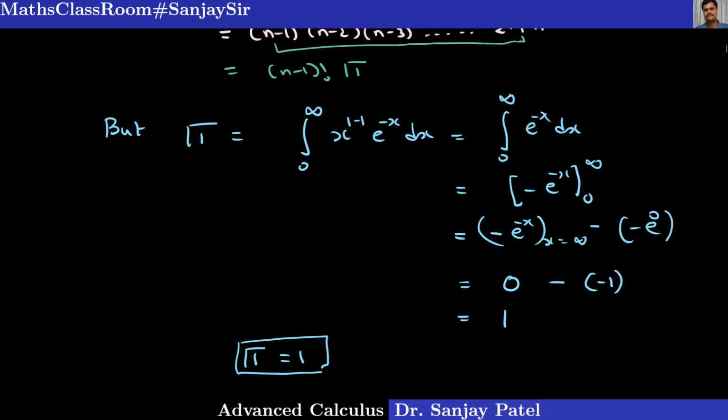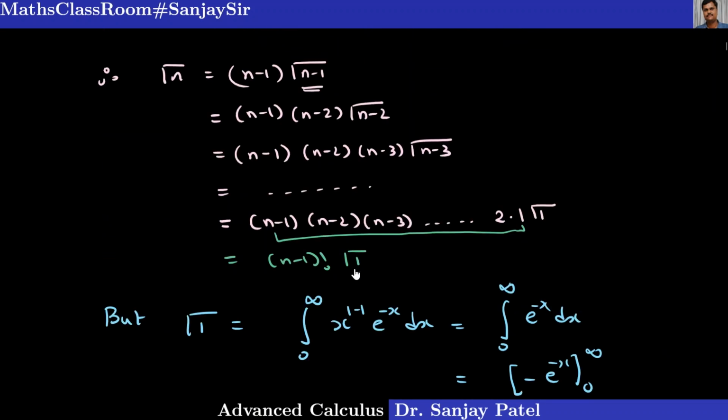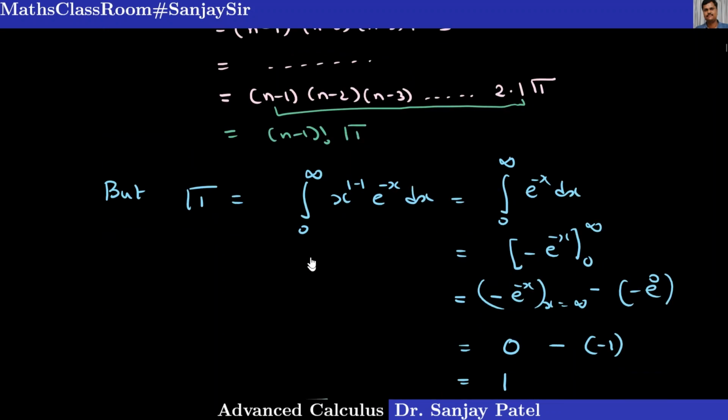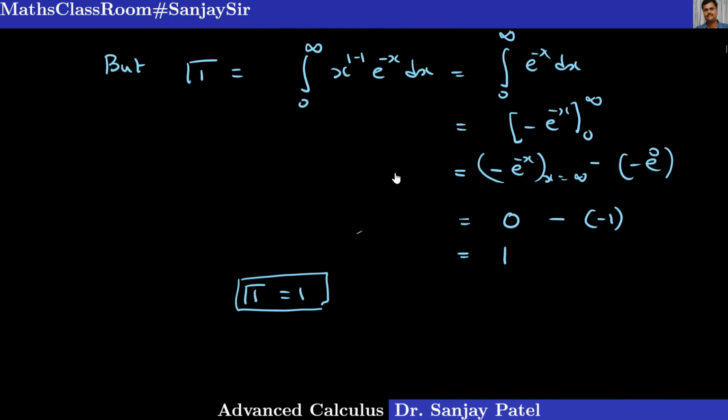And finally I can substitute this gamma 1 here. So I will get gamma n is equal to n minus 1 factorial. So, therefore, gamma of n is equal to n minus 1 into gamma 1, which is equal to n minus 1 factorial into gamma 1, which is equal to n minus 1 factorial. So the result is proved.